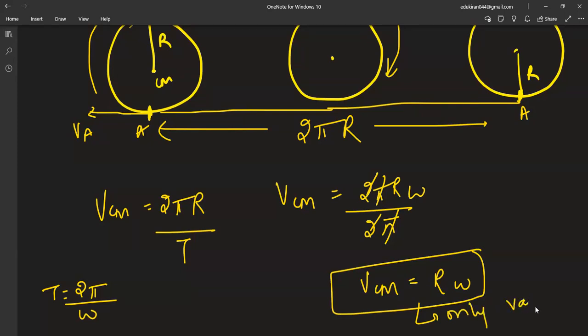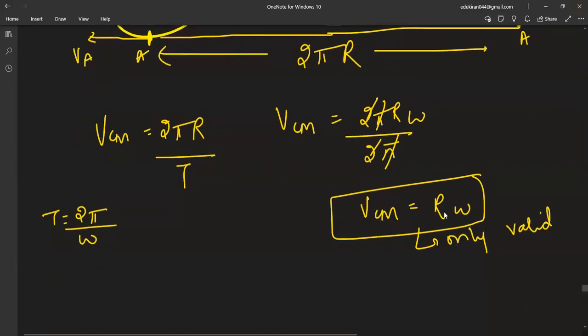You see, this formula is only valid for pure rolling. This is a separate formula which you can derive. It is similar to the velocity that we were seeing earlier also. This is only valid for pure rolling.